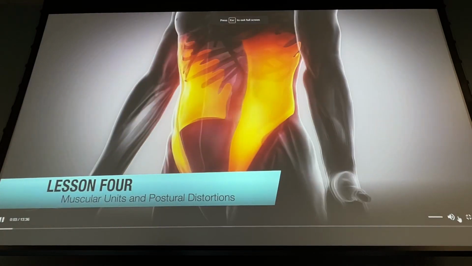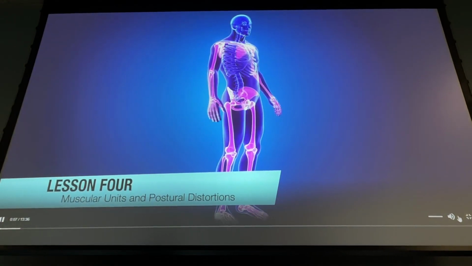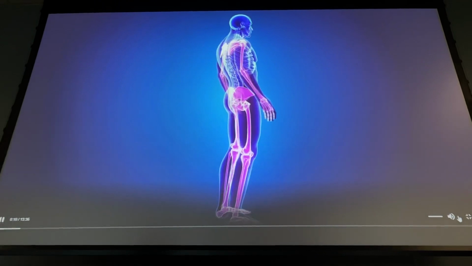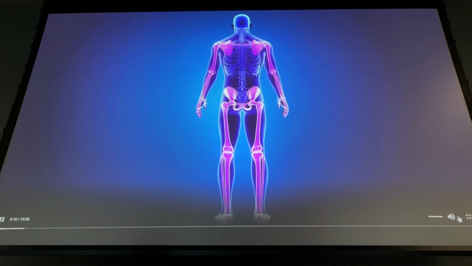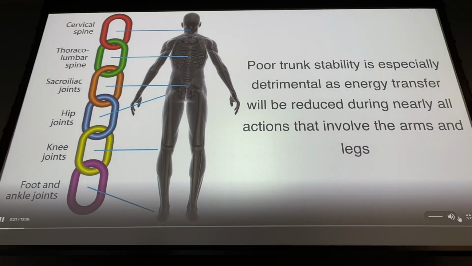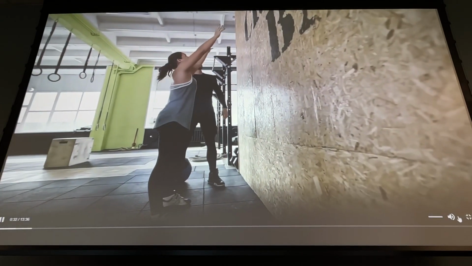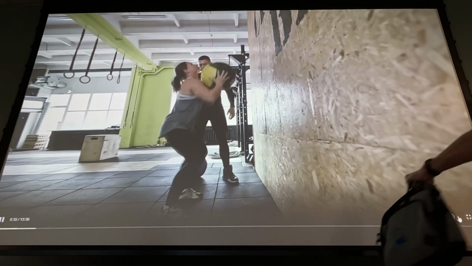In this lesson, we will cover key concepts related to the inner and outer units, as well as postural distortions. Let's begin by taking a closer look at the inner and outer units. As addressed in the previous lesson, body segments require stability to effectively transfer force across the kinetic chain. For the trunk, stability is especially critical, as energy transfer will be reduced during nearly all actions that involve the arms and legs. Fortunately, trunk stability is effectively managed by the inner and outer units.